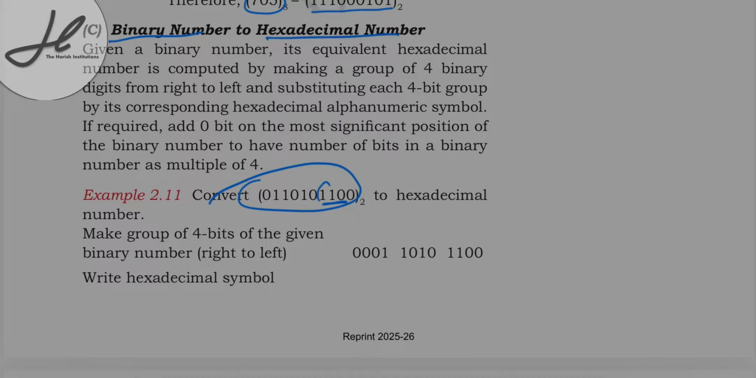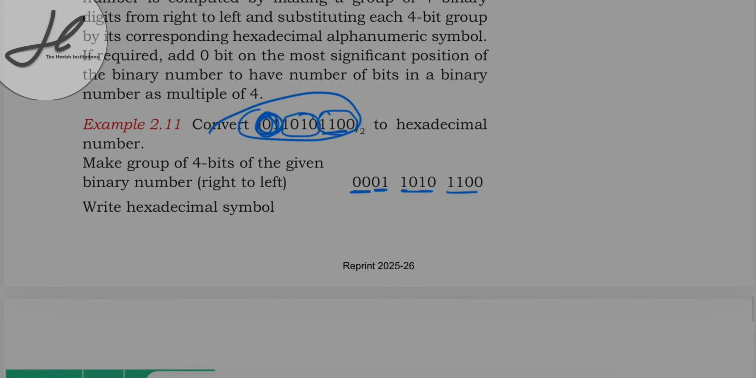So we will group this here, group this here. Now we are left with 0 1. So 0 1 is there, and two zeros are added on the left because we have only two bits here. Then convert all these numbers into decimal value or hexadecimal. First convert to decimal, then hexadecimal.